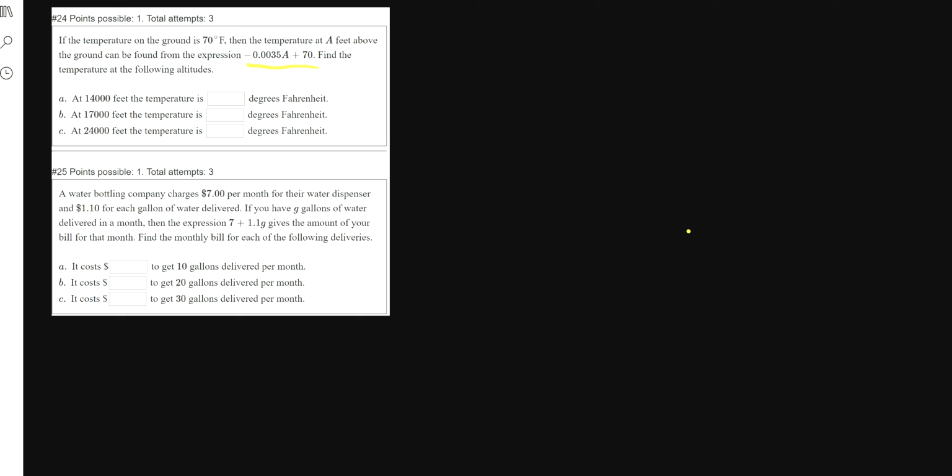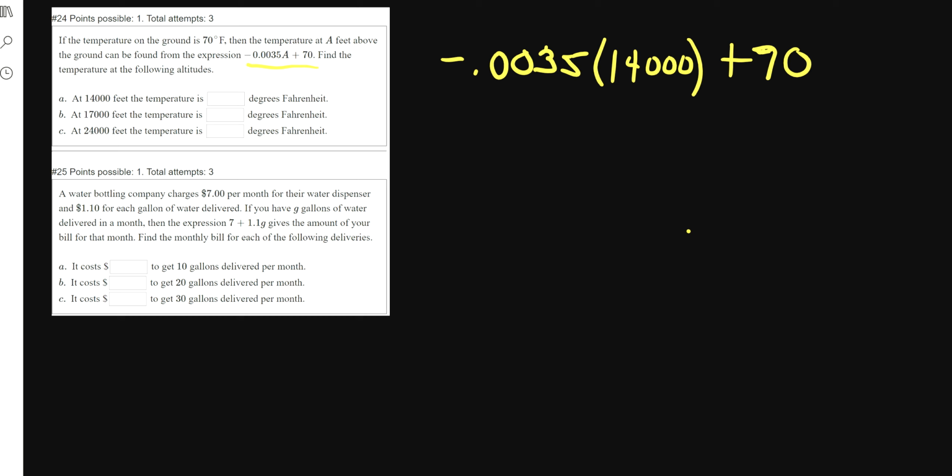I think on your actual problem, that first number was 10,000, if I remember correctly. But it doesn't matter what the altitude is, we're going to plug that number in, whatever it is, for the A. So it would look like this: negative 0.0035 times 14,000 plus 70. This is our equation that we solve for.